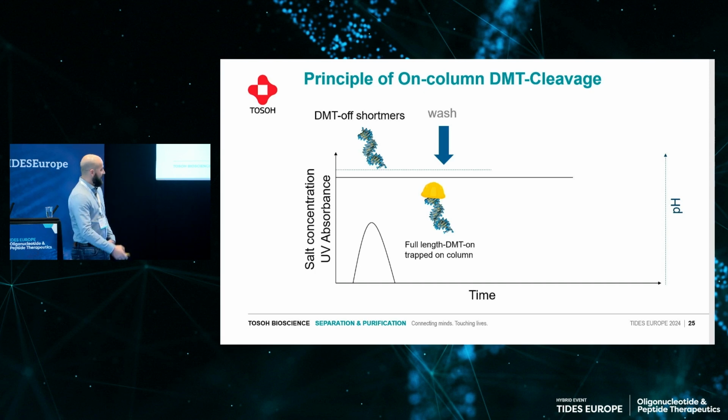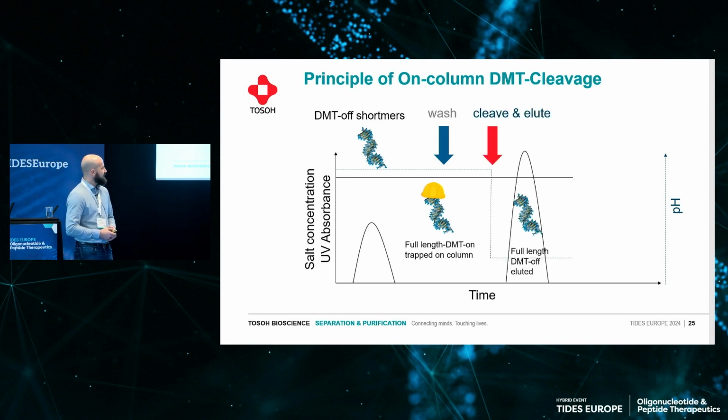So how does that look in a process? We bind at high pH and a high salt concentration. Our DMT-off, typically our shortmers, are directly in the flow-through; they don't bind to the column. And then we have our protected, so I think we can all agree this is a well-protected oligo. This is our full-length DMT-on oligo, and this binds to the column.